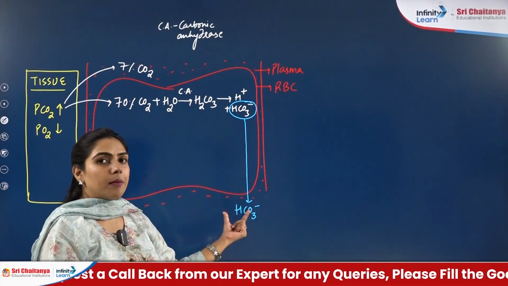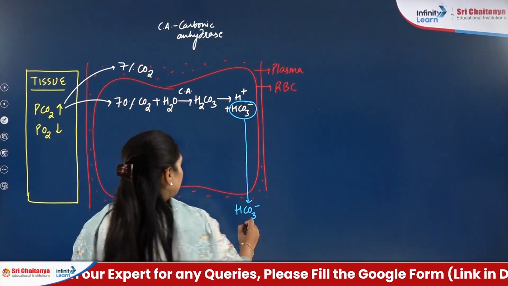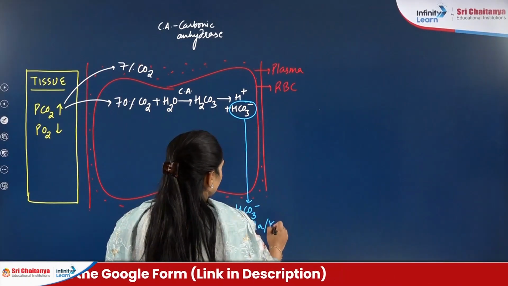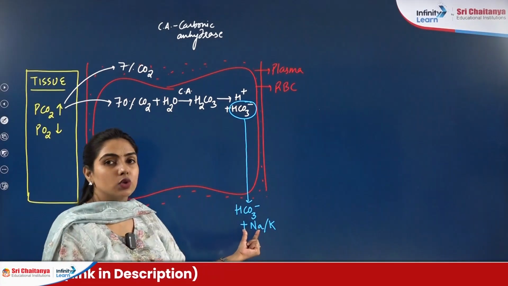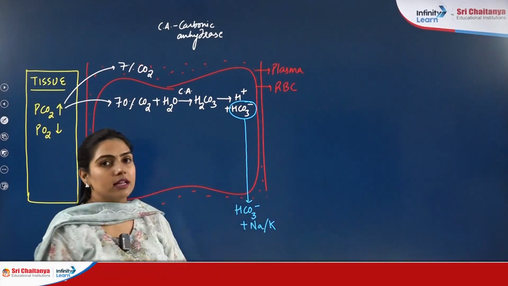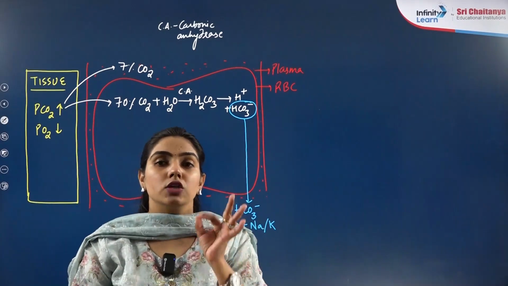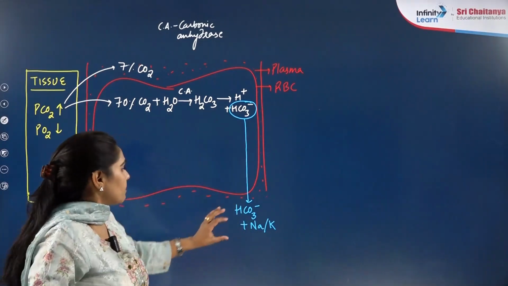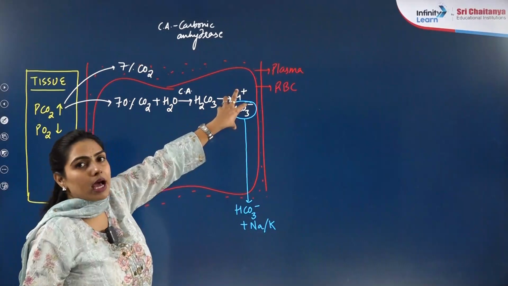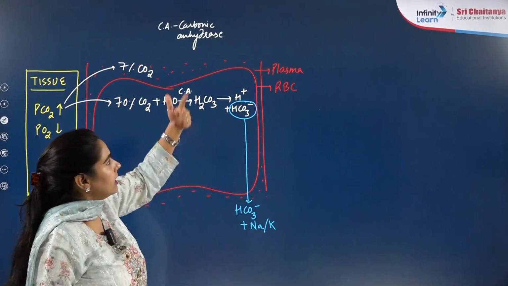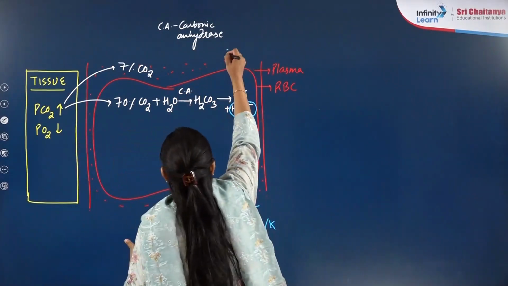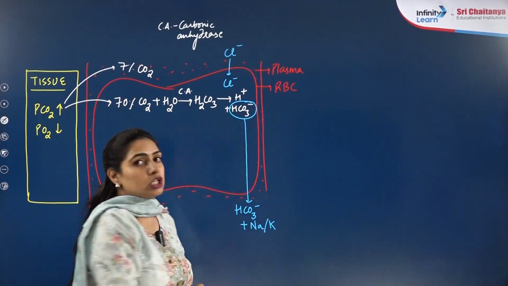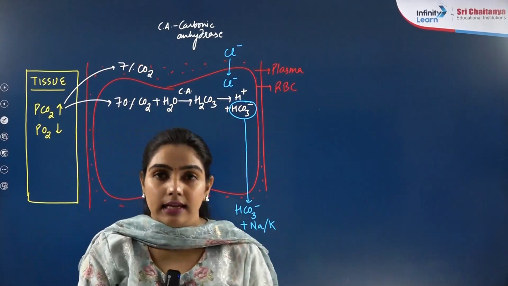Now when it comes out in the plasma, it will bind with either sodium or potassium, mostly with sodium, and it will stay here in the plasma in the form of sodium bicarbonate or potassium bicarbonate, right? Now when a negative ion from the RBC is coming out, another negative ion from the plasma will enter into the RBC to maintain the ionic balance.